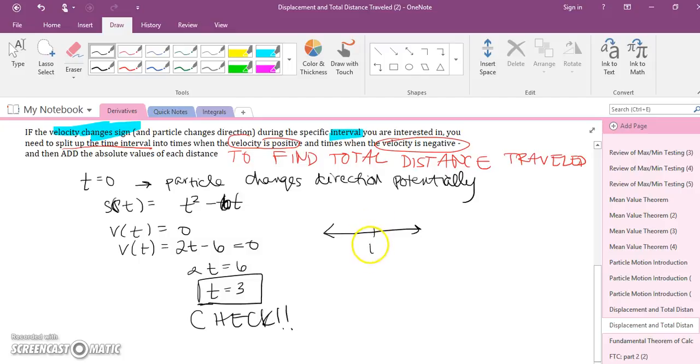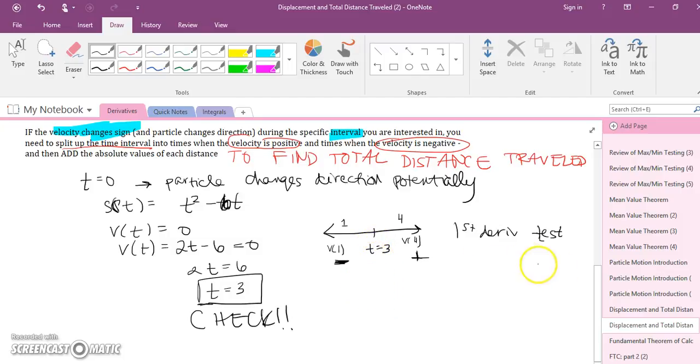And that is the first derivative test. So this is the first derivative test. And make a note to yourself, this is to make sure velocity is changing sign. So let's do a test point. I'm going to do like 1 and 4. Velocity at 1, 2 times 1 minus 6, is negative. Velocity at 4, 2 times 4 minus 6, is positive. Yep, velocity is changing sign, so the particle is changing direction at 3.